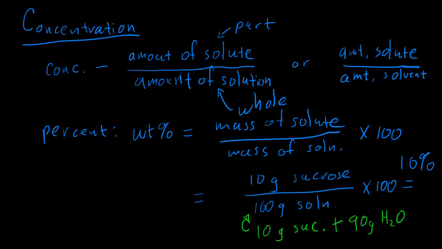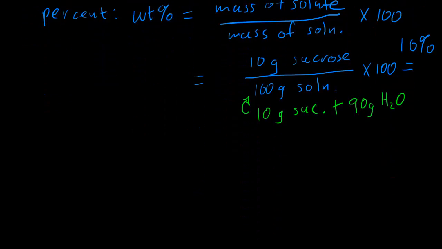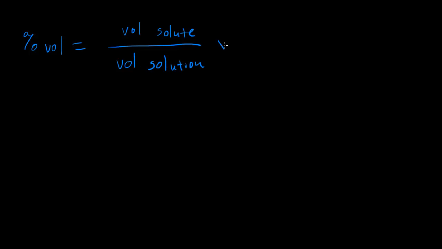So I told you that we could measure this as a weight percentage. We can also measure it as a volume percent. So percent by volume. Same way, we would just figure out the volume of our solute that we added divided by the volume of solution. And again, we multiply that by 100 so that it's a percentage. It's a ratio of a part to a whole. And so these would both need to be in volume units, milliliters or liters or gallons or whatever.